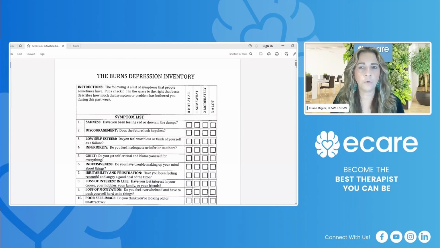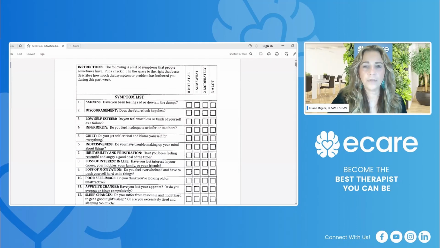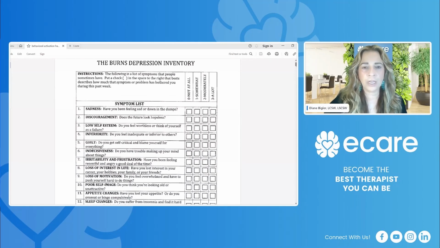David Burns is one of the foremost CBT experts and is really skilled in anxiety and depression treatment. So I really encourage you, if you don't already have it, to get The Feeling Good Handbook, which is a classic resource and tool to have if you're working with clients that have depression, especially, but also anxiety. Okay, so we have the Burns Depression Inventory.